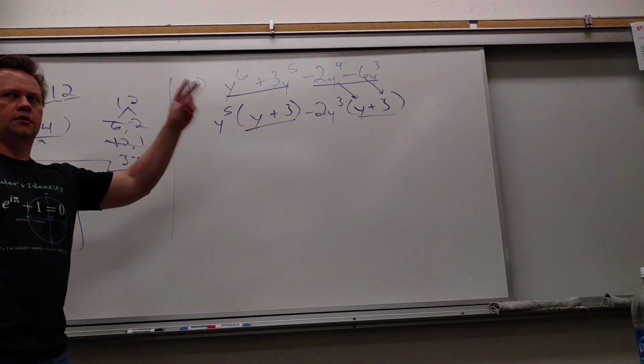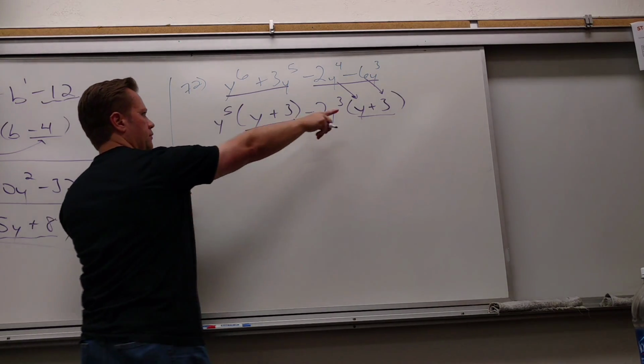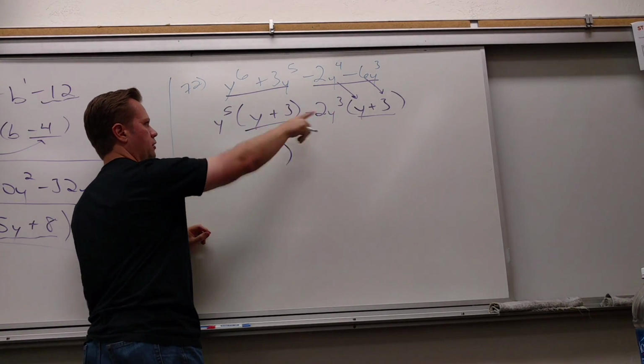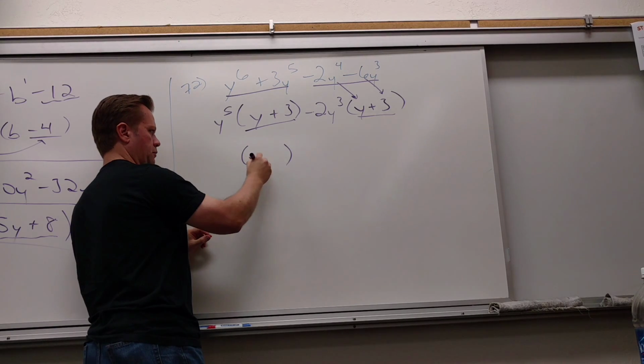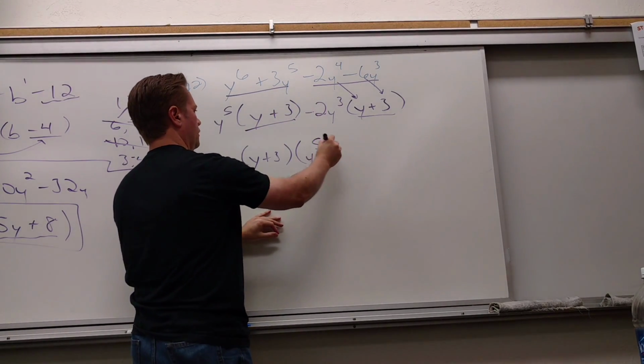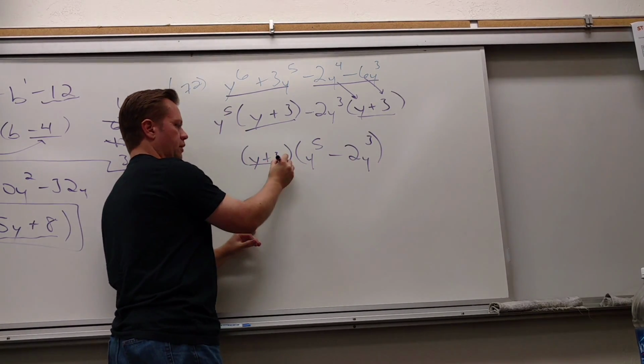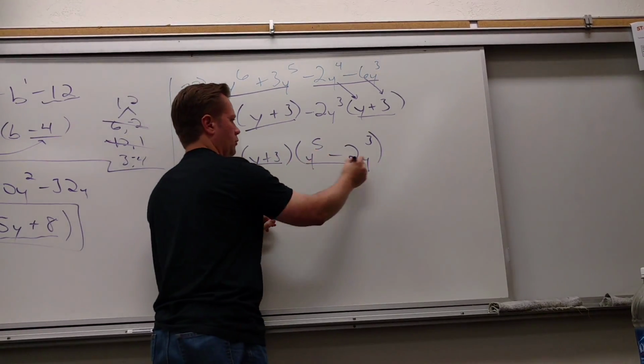And of course, the last step, which isn't really the last step, what comes out? What do they both have? Y plus 3. And what's left? Y to the 5th minus 2y cubed. Can you do anything more with this? No. Can you do anything more with that?